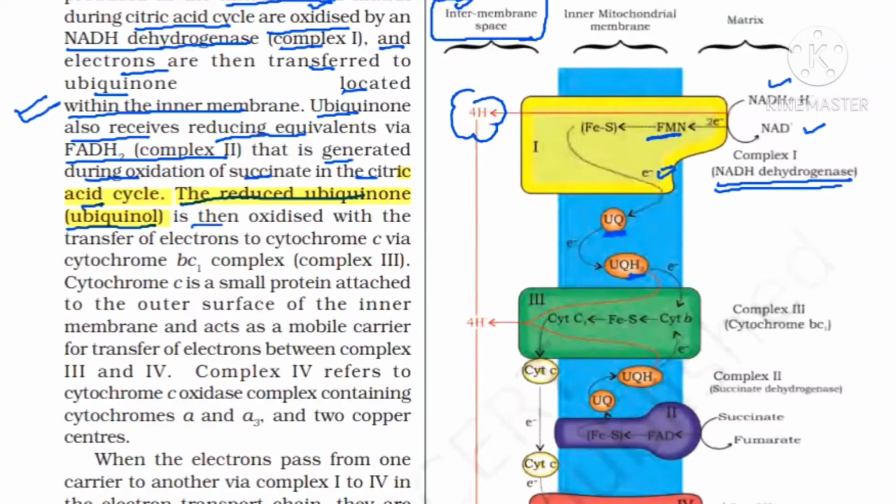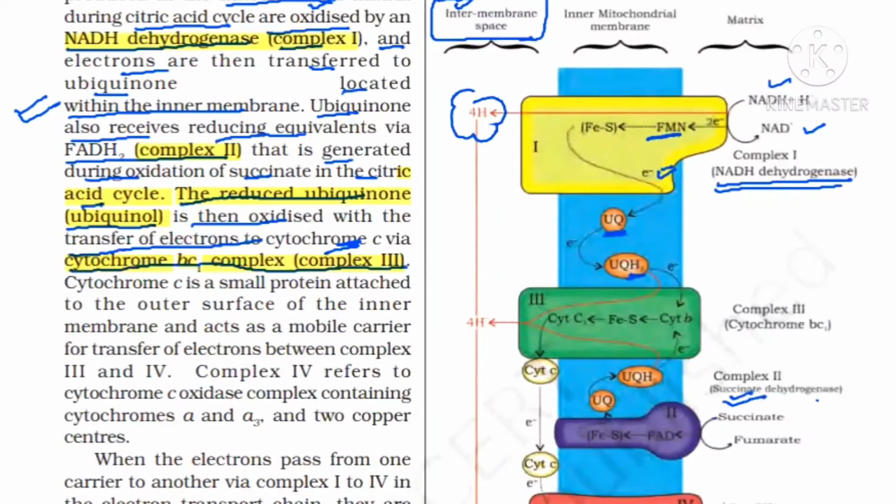It is now getting oxidized with the transfer of electrons to C by the BC1 complex, that is complex 3. Here I have to explain, but you have understood. Your complex 3 is cytochrome BC1, your NADH dehydrogenase is complex 1, and your succinate dehydrogenase is complex 2. Check the diagram carefully. See here, this is your complex 2, succinate dehydrogenase.